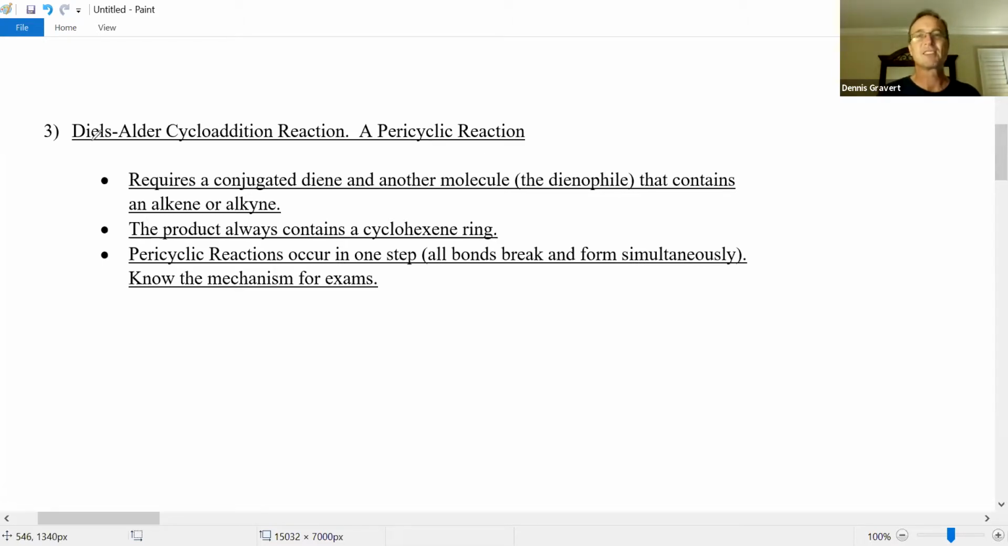So let's talk about Diels Alder. Why is it showing up here? It's because it requires a conjugated diene. So I'm going to put the simplest one, 4 carbons with alternating double, single, double. You notice I didn't draw it in the normal zigzag structure. I'll talk about why in a minute.